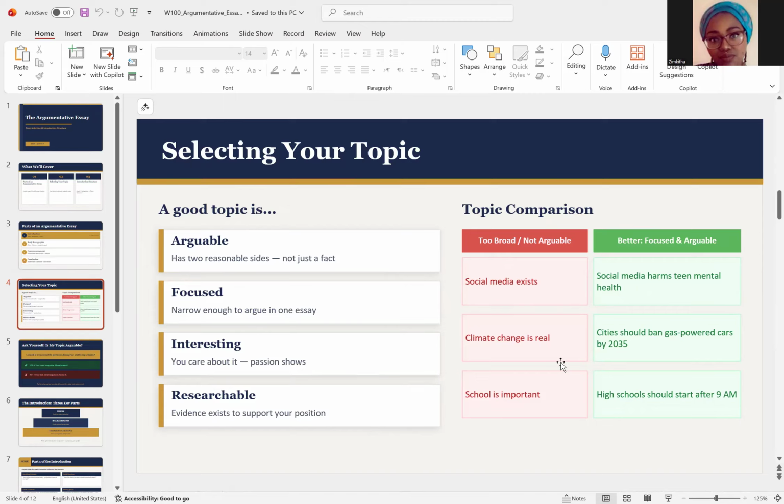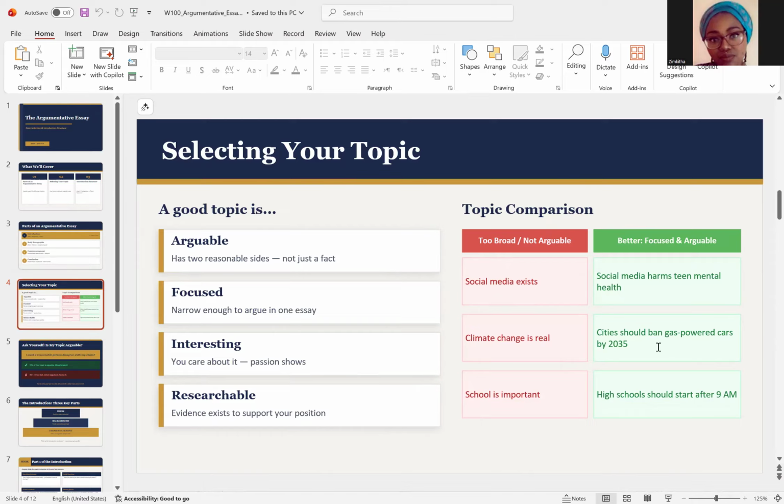The next one, climate change is real. Yeah, that is a fact. No one can argue against it. People that are trying to argue against it often come to a dead end because there's not enough research to support their claims. So instead of saying that, you can say cities should ban gas-powered cars by 2013.